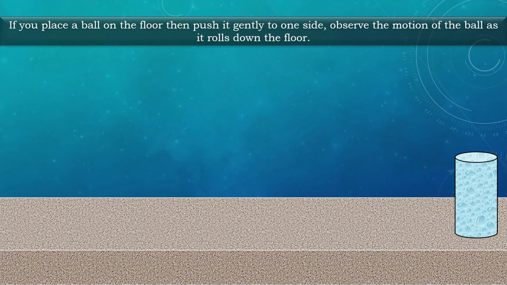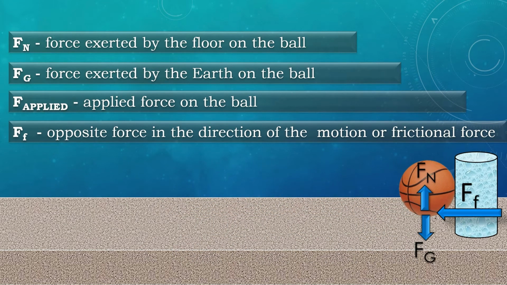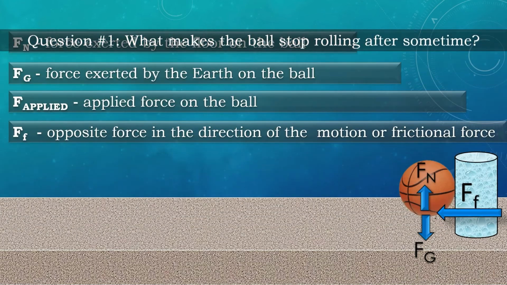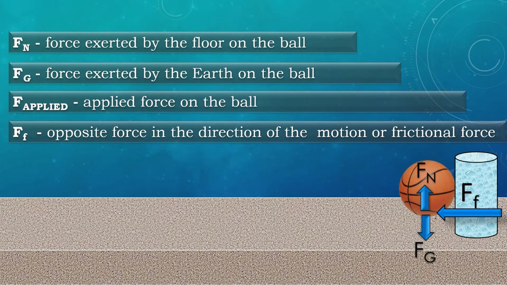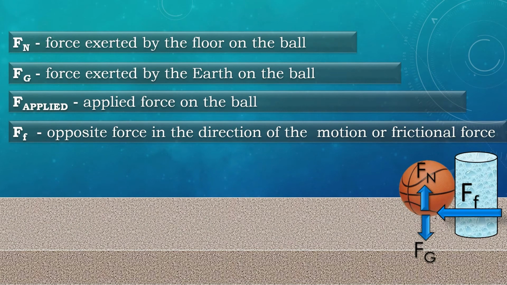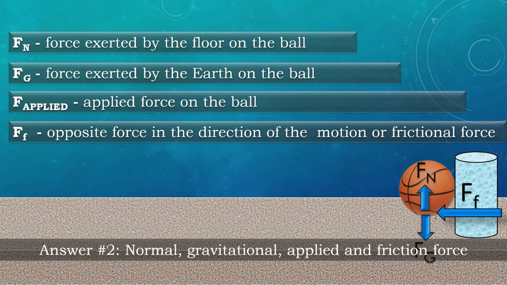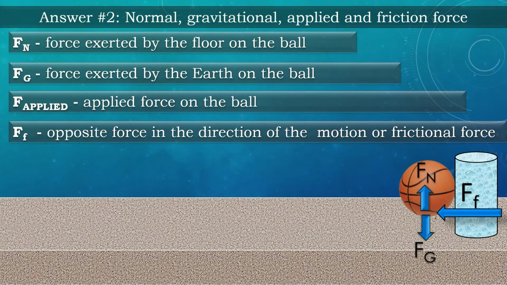If you place a ball on the floor, then push it gently to one side, observe the motion of the ball as it rolls along the floor. Again, observe the motion of the ball as it rolls and examine the forces acting on the ball. Question number 1. What makes the ball stop rolling after some time? Answer. Friction force. Question number 2. What are the forces that act on the ball? Answer. Normal force, force of gravity and friction force.